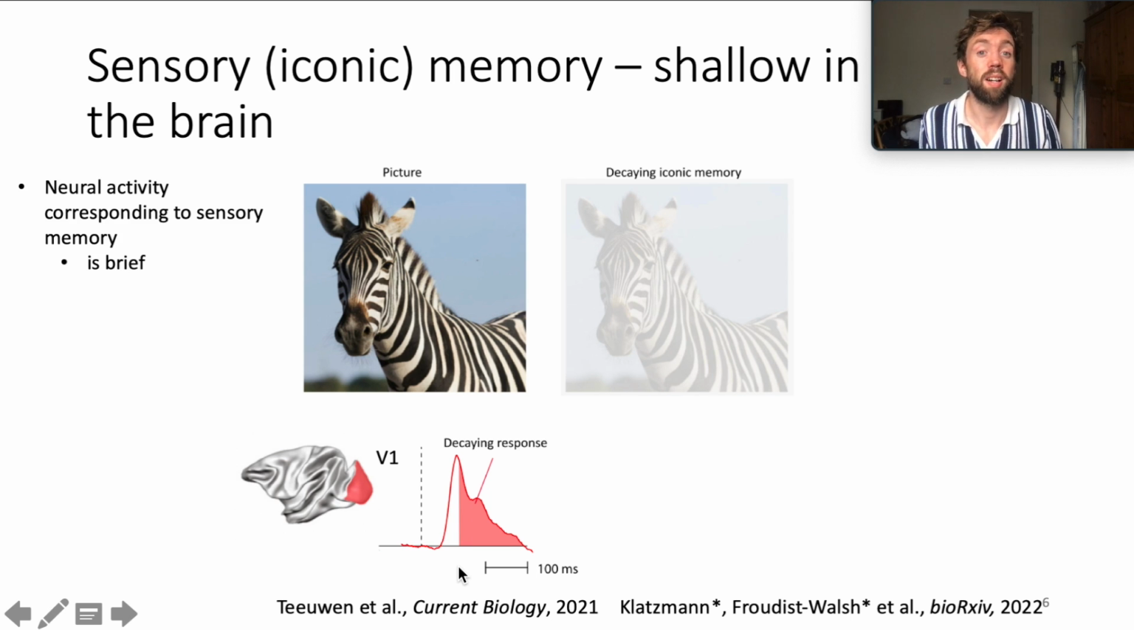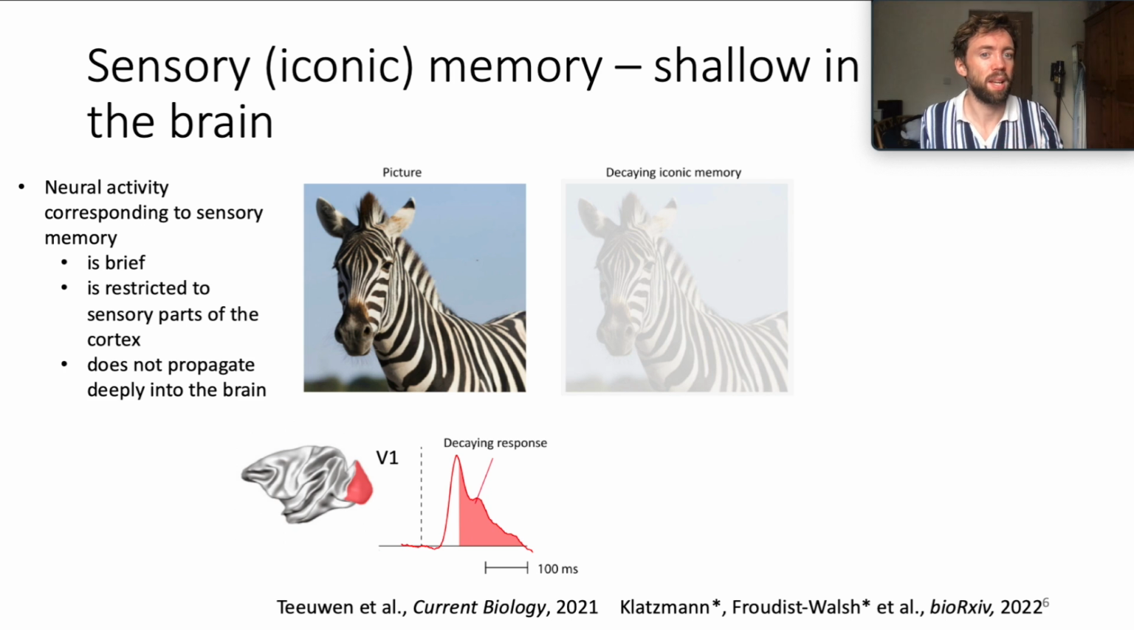So neural activity corresponding to sensory memory is brief, and it's actually restricted primarily to sensory parts of the cortex, and it doesn't propagate more deeply along the hierarchy of visual processing more deeply into the brain.